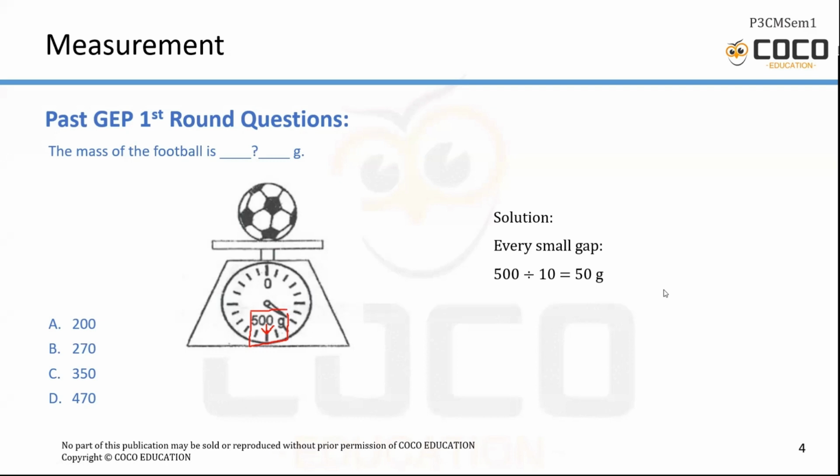And we do the counting. From 0 until the one they are pointing to here, it contains a total of 7 gaps. So 7 gaps is 50 times 7. So we can find the weight of the football is 350 gram. So we choose answer C. Okay, so this is how to read the scale.